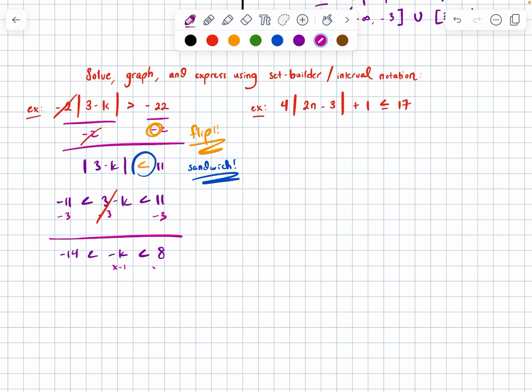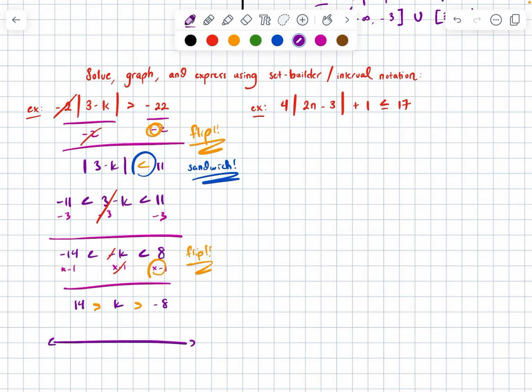Last move, I've got to get k by itself. I have a negative 1 attached to it. I could either divide or multiply by negative 1 to get rid of that minus sign. But if I multiply by a negative again, what's going to happen? Well, I got to flip my inequality once again. So both of my less thans are going to become greater than. Negative 14 times negative 1 is going to become positive 14. I've got positive k in the middle and negative 8 on the right.